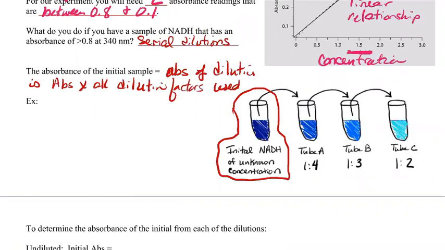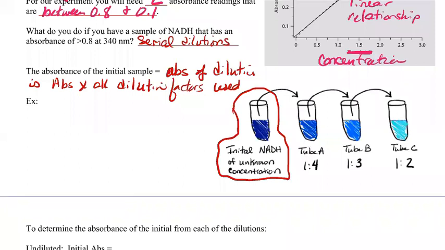So let's look at what I've drawn here. We have an initial NADH of unknown concentration, right? And I'm telling you, I know that it's going to be greater than 0.8. So I'm going to go ahead and make a couple of dilutions and see where I'm at in order to get 2 that are between 0.1 and 0.8.